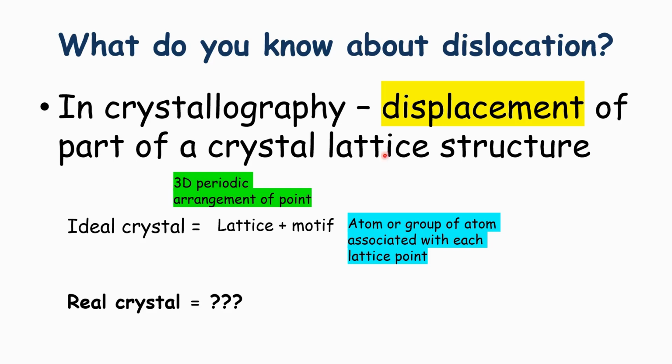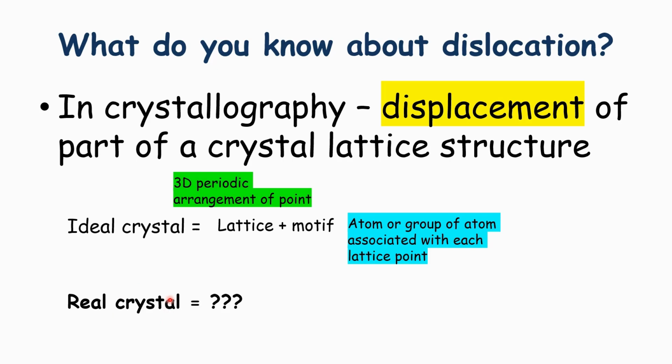So an ideal crystal is a lattice and the motif. A lattice is the 3D periodic arrangement of points, and the motif is the atom or group of atoms that is associated with the lattice point. So an ideal crystal is defect-free. On the other hand, a real crystal will have defects.